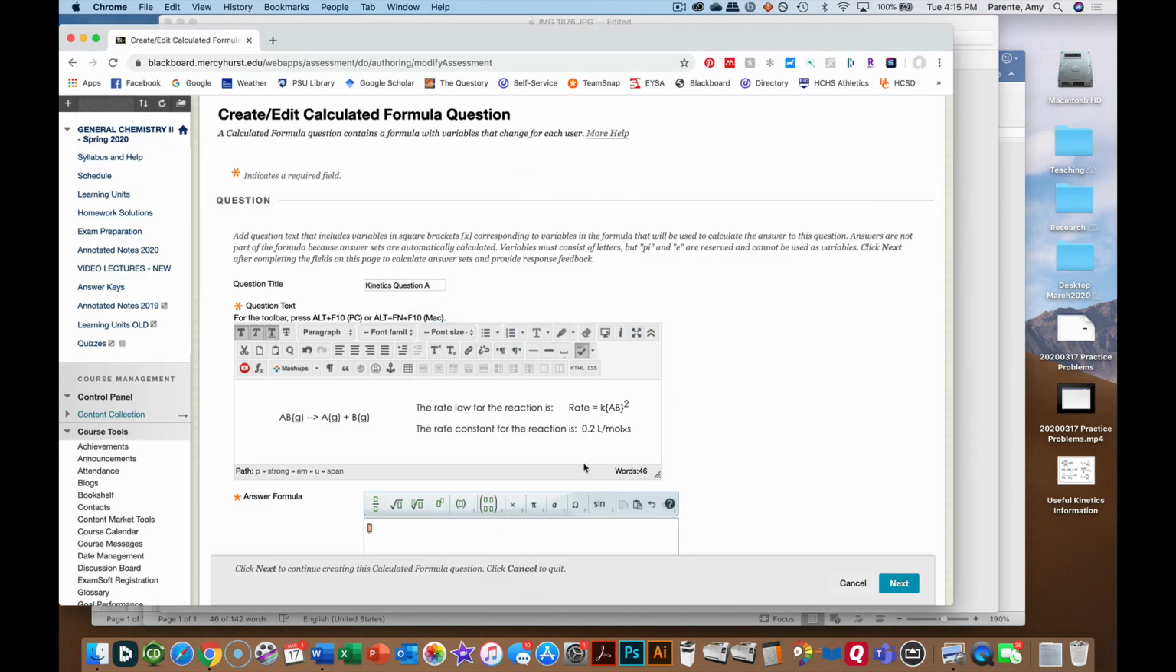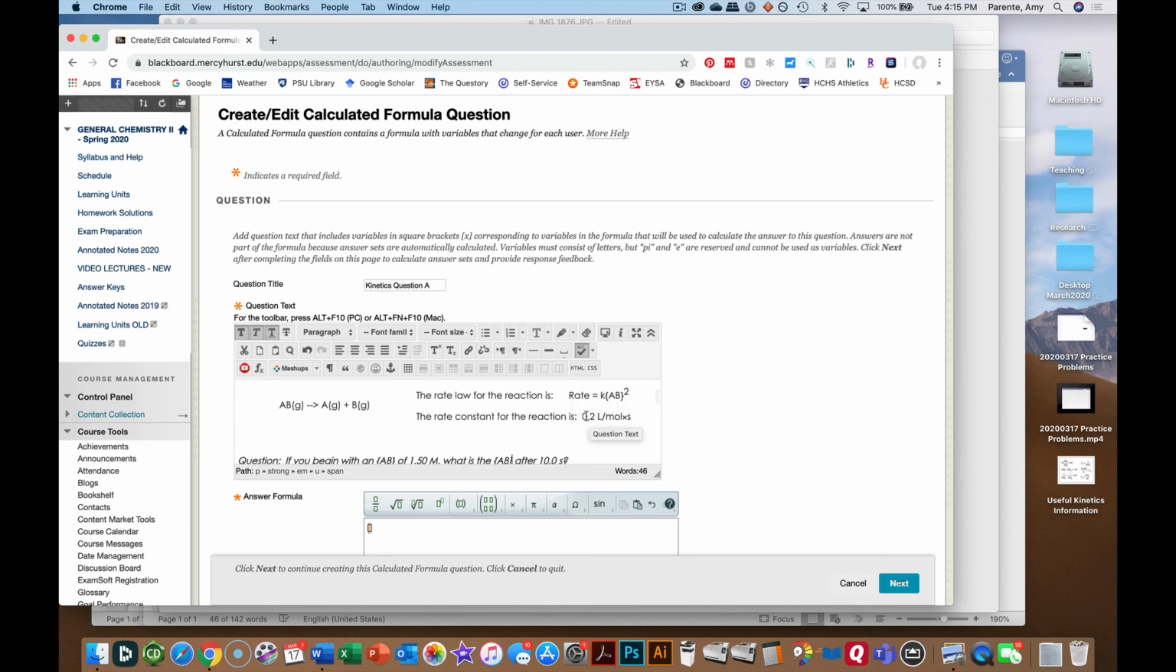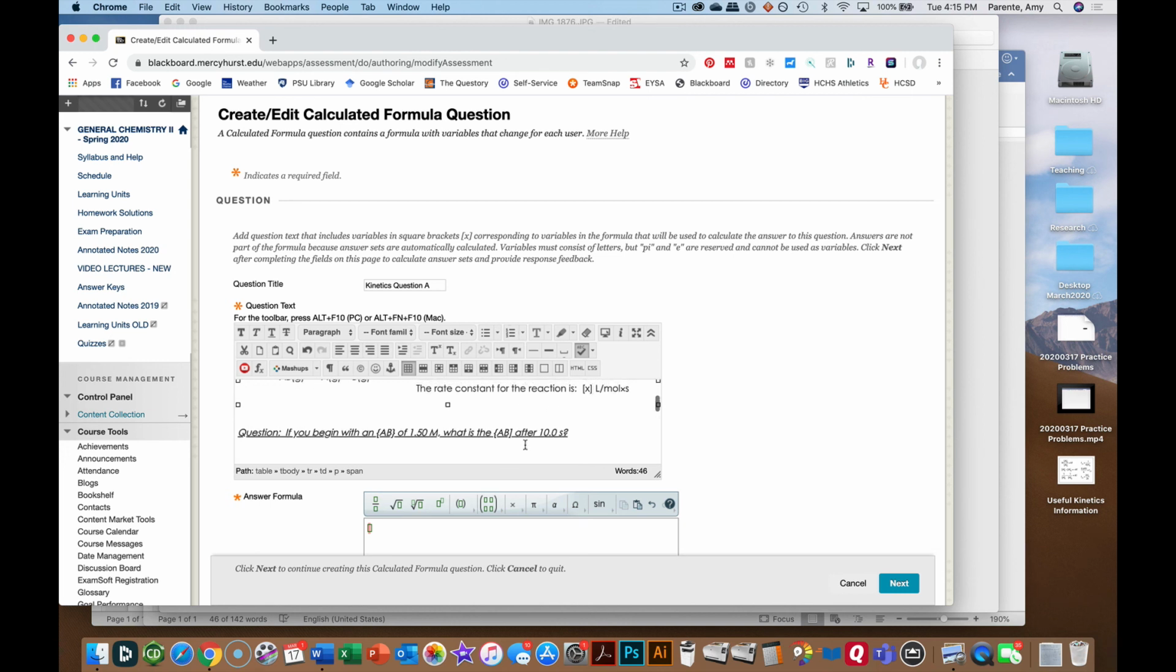In Blackboard here, I said that I wanted this to not be set as 0.2. I want this to be my x. So what I do to indicate that I want a number to be a variable in my calculated formula question is I put whatever variable I want it to be in those brackets. And now you probably can see why we couldn't use those symbols in our regular text here, because otherwise Blackboard thinks that that's something I want to be a variable. So again, that's going to be my x.